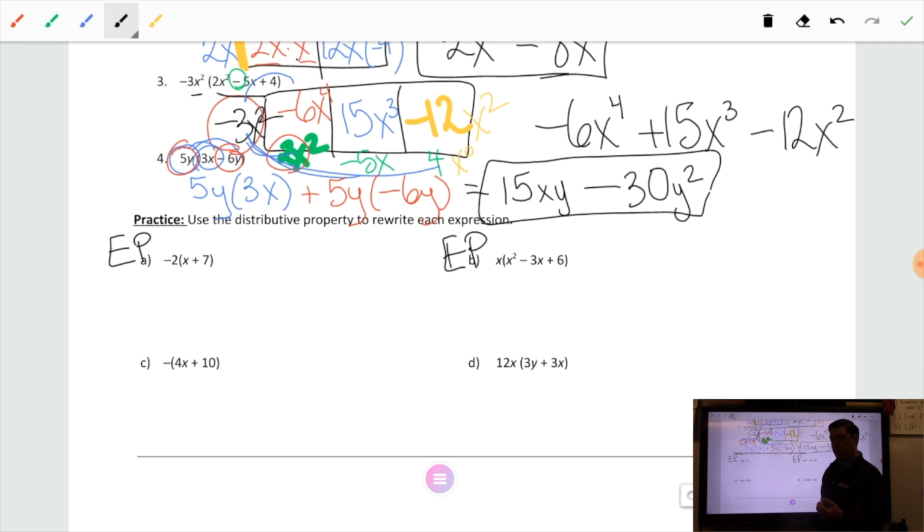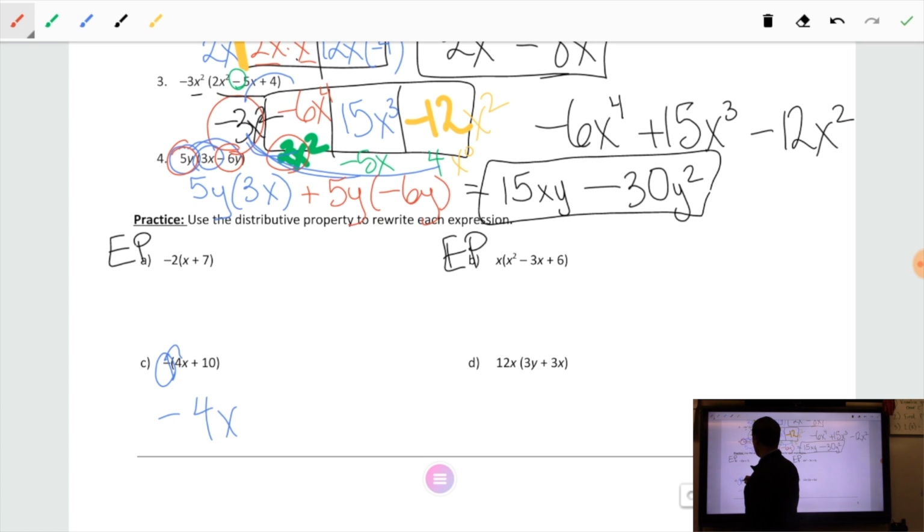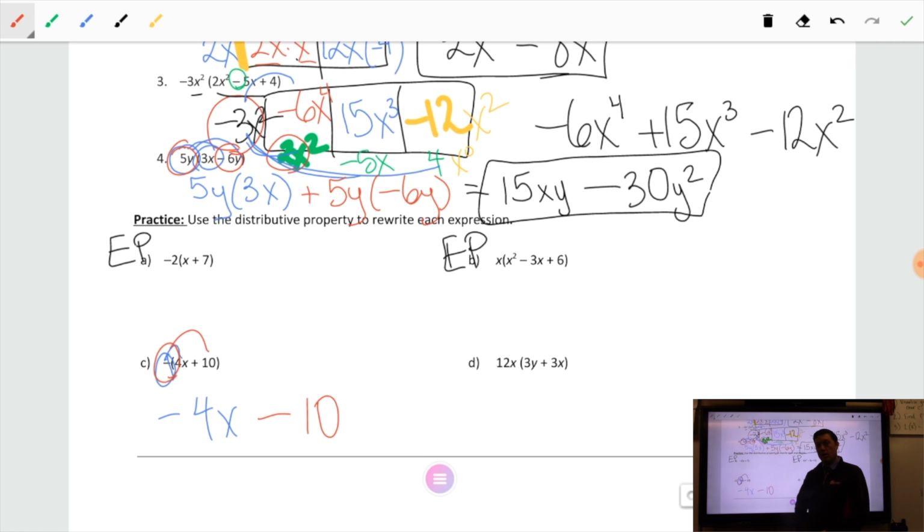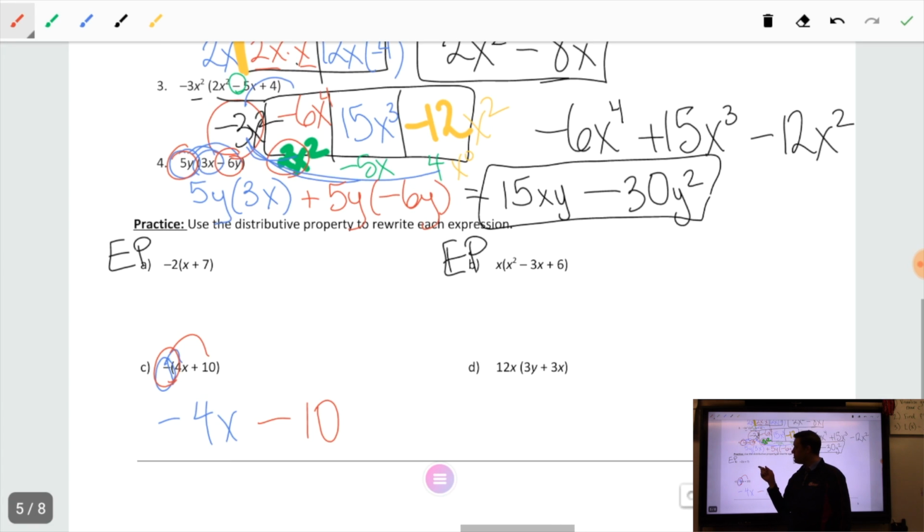Letter C with the minus sign is technically like I've written minus 1 in front of the whole thing. So I could draw a box area model and show that minus 1 is multiplying 4x. So it just makes negative 4x. I could say that minus 1 is multiplying to the 10, which makes minus 10. Nothing left to do for that one. That is the answer. Think about how you'll use that with letter A.